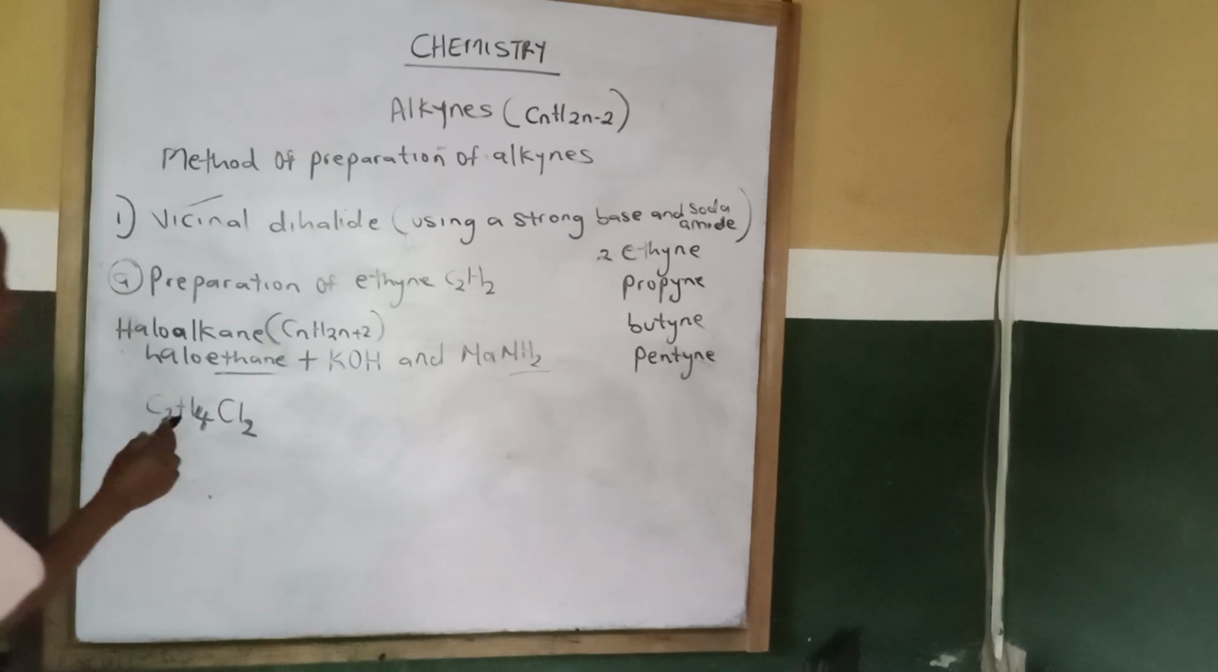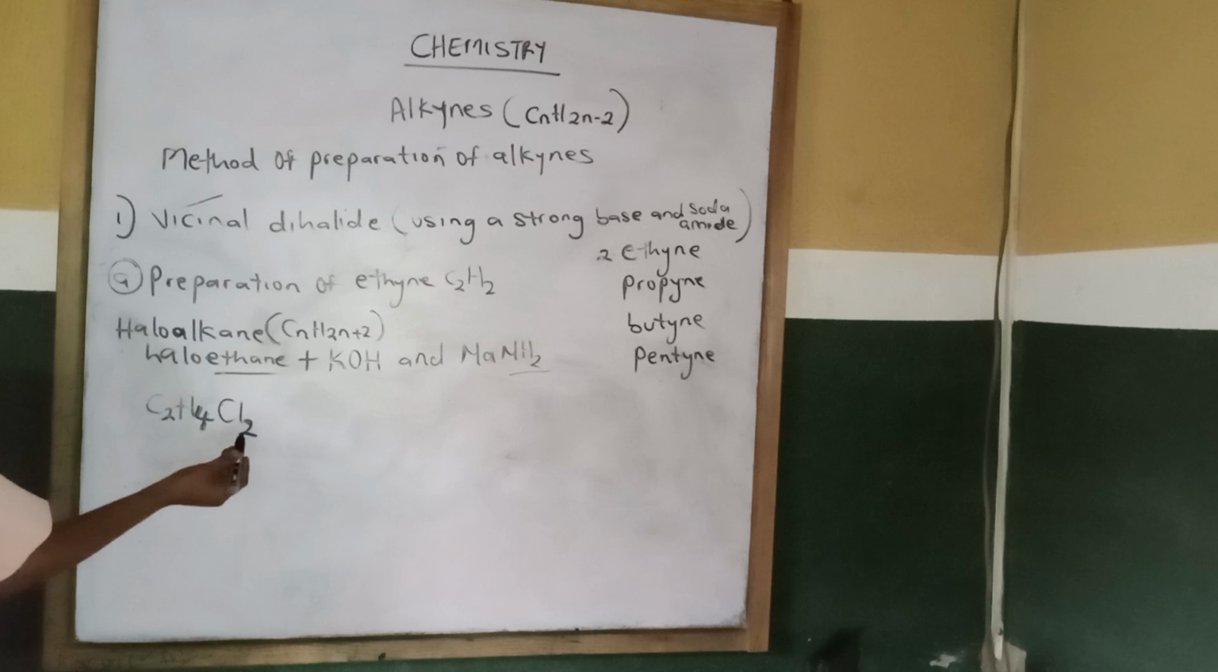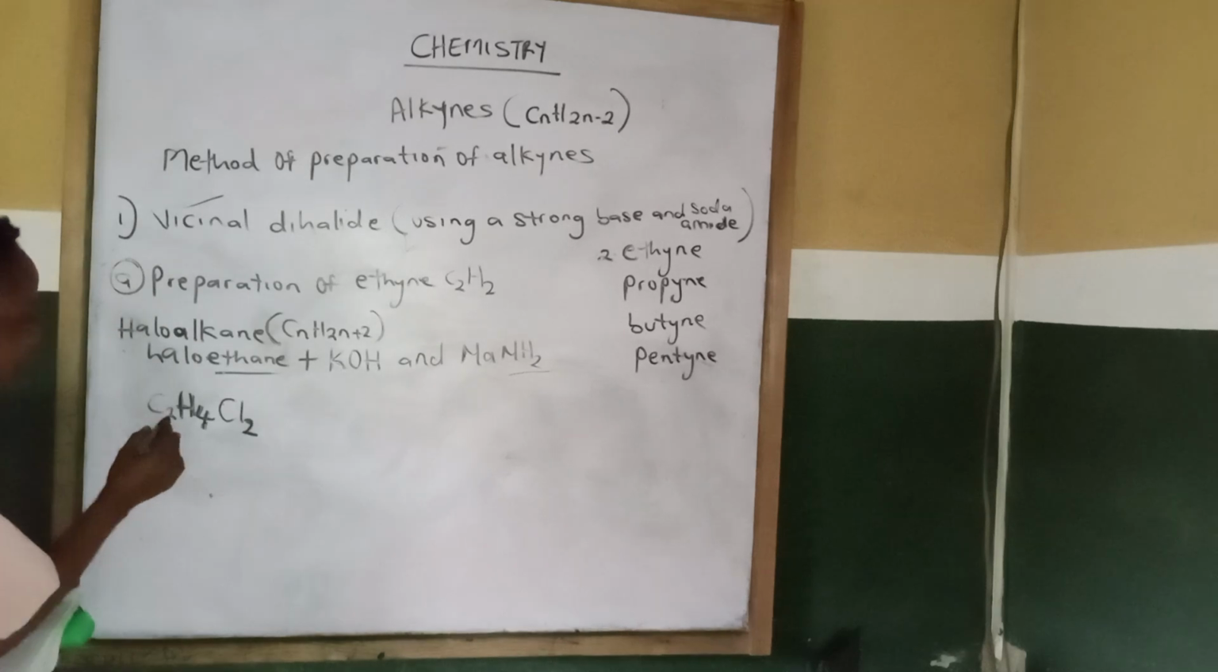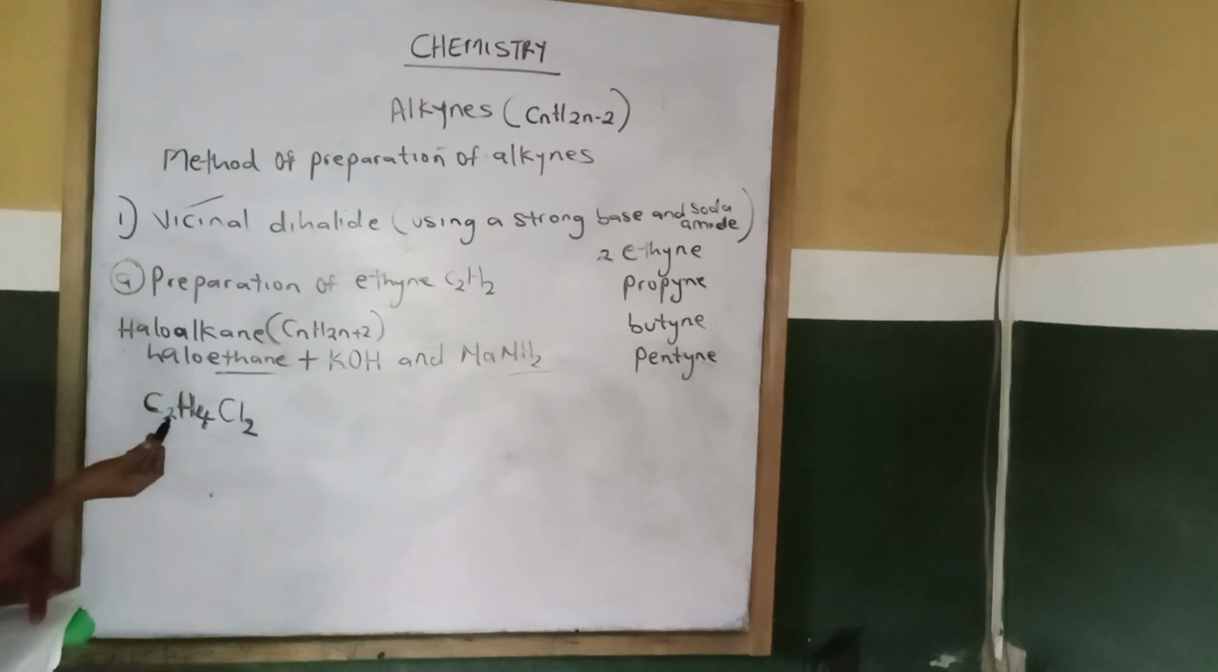Now let's draw the structure. It's still an alkane, but it is a haloalkane because I've added what? Halogen. I've removed 2 hydrogen atoms from 6 hydrogen atoms and replaced with what? 2 halogens, which is chlorine. So let's draw the structure for this molecular formula.